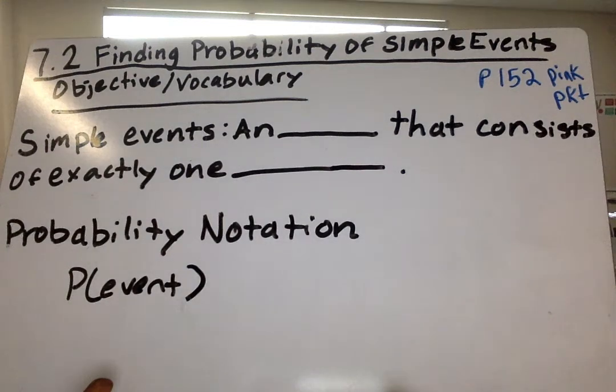Hello students, today we will be going over 7.2, finding probability of simple events. Our objective: I can find the mathematical probability of an event occurring.